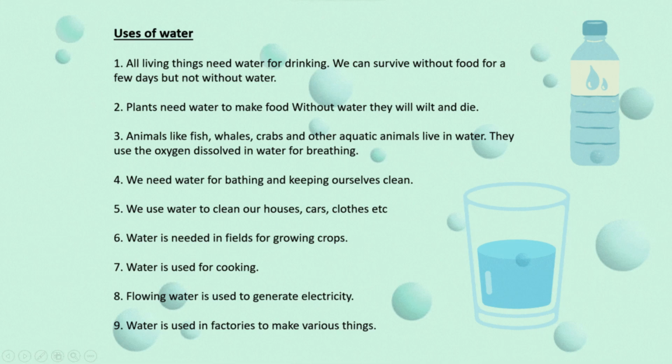4. We need water for bathing and keeping ourselves clean. 5. We use water to clean our houses, cars, clothes, etc. 6. Water is needed in fields for growing crops. 7. Water is used for cooking. 8. Flowing water is used to generate electricity. 9. Water is used in factories to make various things.